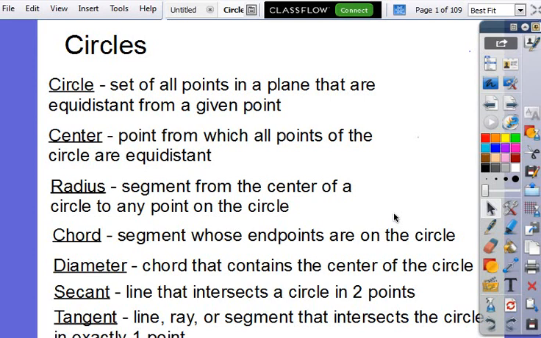Radius, what is the basic definition of a radius? What does it do? It goes from the center to the circle, halfway across. Chord starts and stops on the circle somewhere.